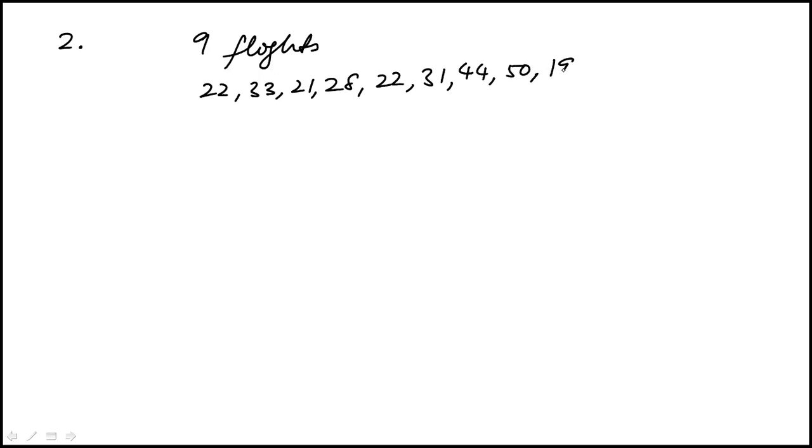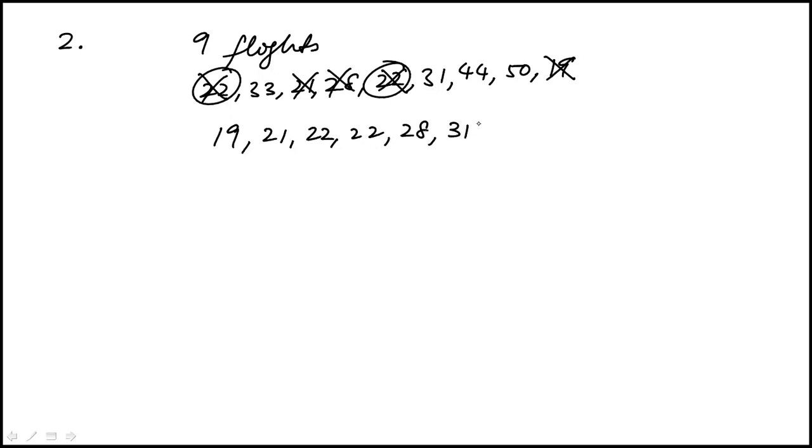So here we're given the number of passengers on 9 flights, and these numbers are 22, 33, 21, and you'll notice they're not arranged in increasing order, so I have to rewrite them to answer the question. So the smallest is 19, and then 21, and then I have two 22s, so those are out. The next value is 28, and then 31, then 33, then 44, and 50. So here's my data in increasing order.